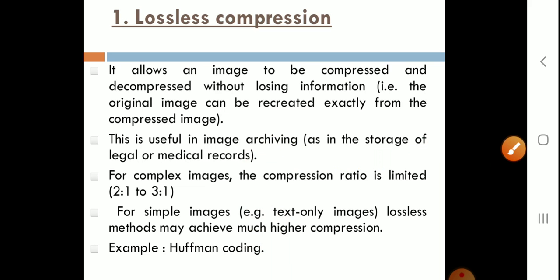For complex images, the compression ratio is limited, for example a ratio of 2:1 to 3:1. For simple images like text images, the lossless methods may achieve much higher compression. An example of a lossless compression technique is Huffman coding, which we will discuss further in the lossless compression methods.